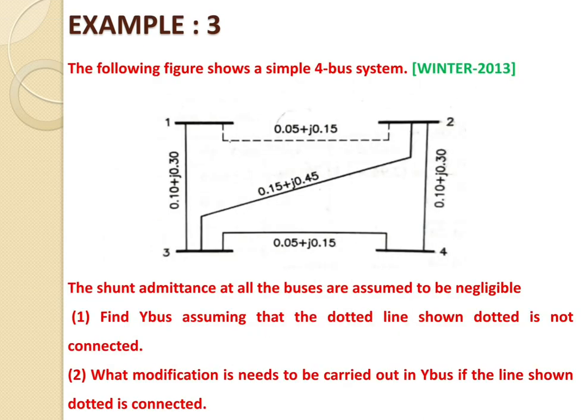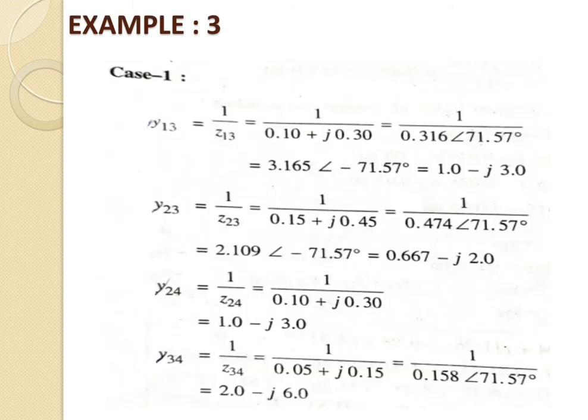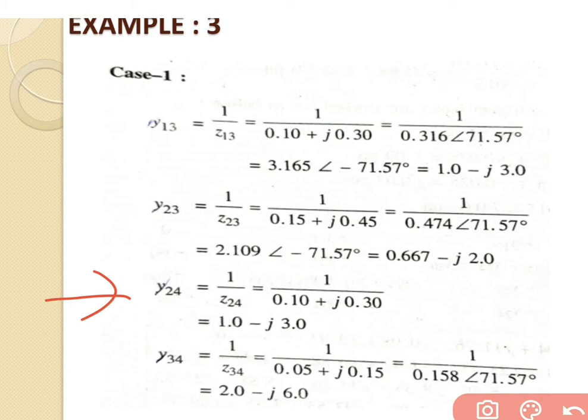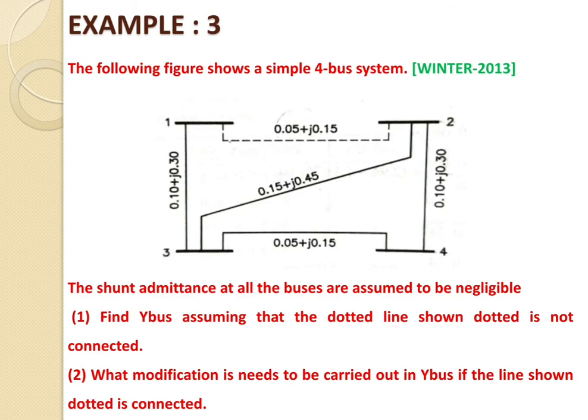Then we will go for the third term, that is y24. So y24 is connected between 2 and 4 and the impedance given is 0.10 plus j 0.13. So y24 is equal to 1 upon z24, that is equal to 1 upon 0.10 plus j 0.13. So we will get the answer of 1.0 minus j 3.0.